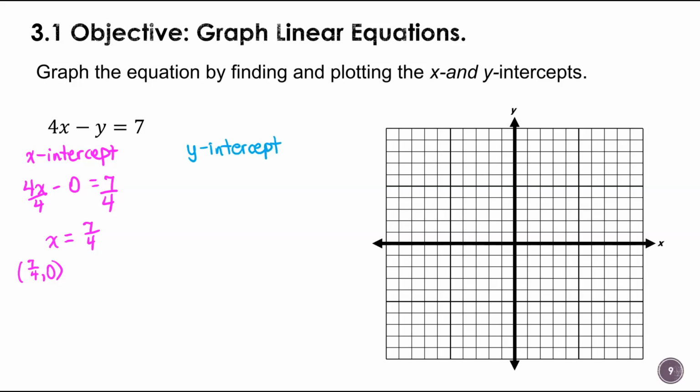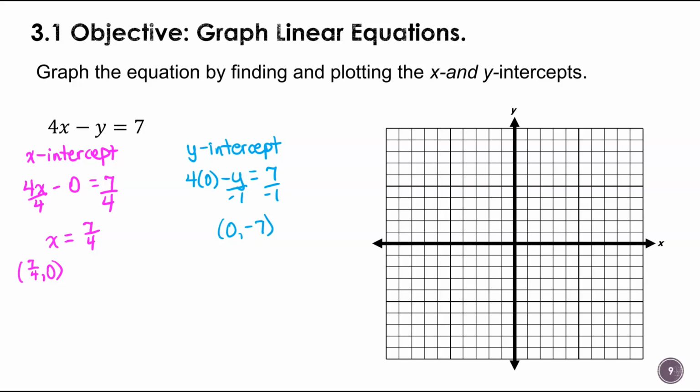And then I find my y-intercept. Every ordered pair on the y-axis is 0, comma, some number, right? So I'm going to put a 0 in for x and then solve for y. And I can do this by dividing by -1. So my y-intercept will be at 0, -7.